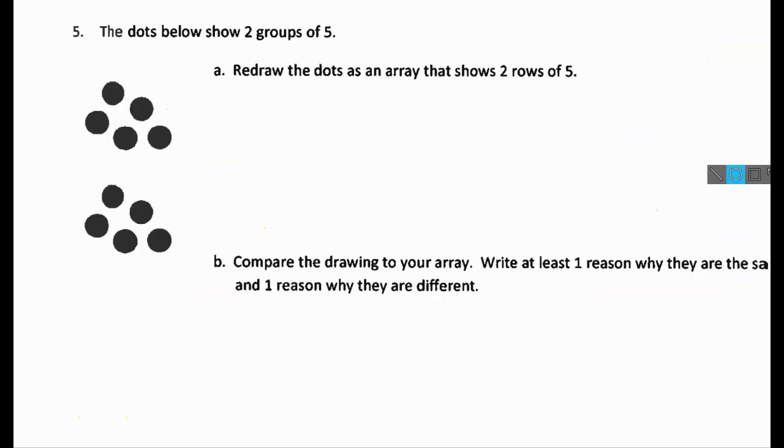All right. This is page 6 on your multiplication packet. It says the dots below show 2 groups of 5. Okay. It says redraw the dots. Good morning, Jags. All right. It says redraw the dots as an array that shows 2 rows of 5. So how many rows do I need? 2. How many in each row? 5. So I have 1, 2, 3, 4, 5. 1, 2, 3, 4, 5.